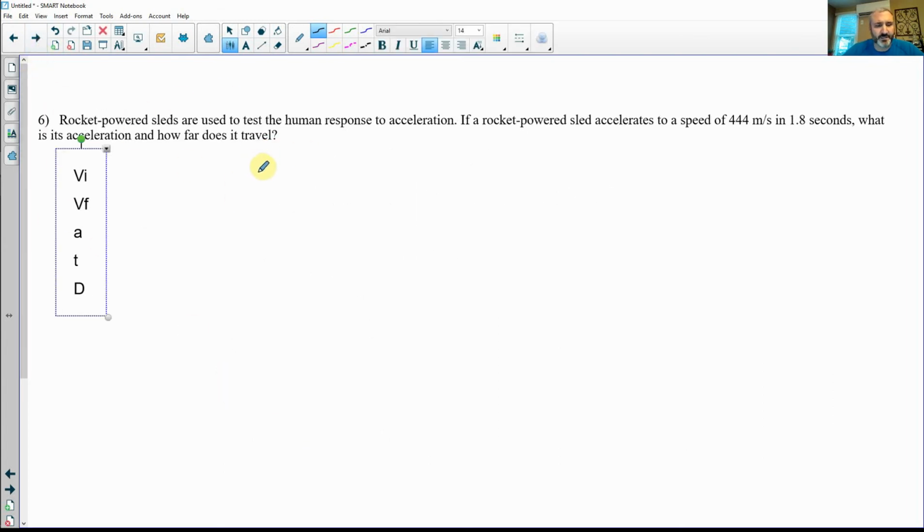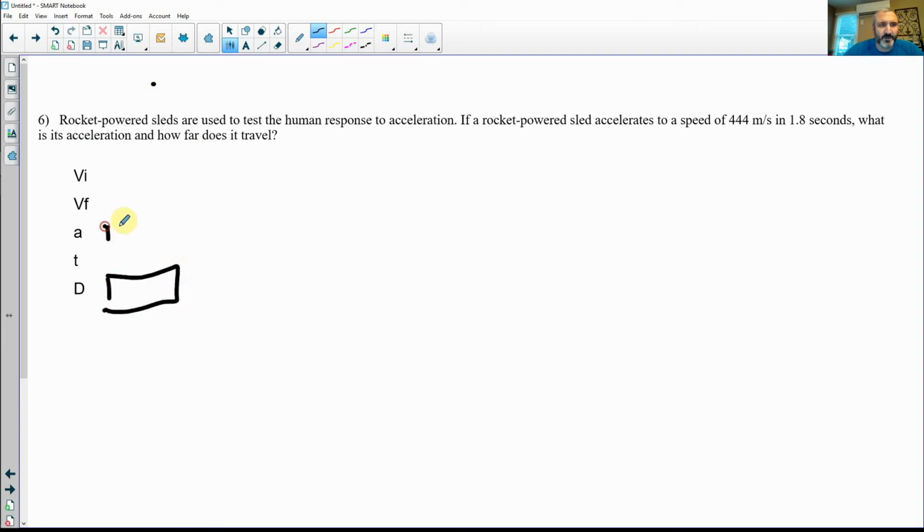Rocket-powered sleds are used to test human response to acceleration. A rocket-powered sled accelerates to a speed of 444 meters per second in 1.8 seconds. What's the acceleration? How far does it go? So we're looking for D, and we're looking for the A. They give us some other stuff. I'm assuming it's going to start from 0 meters per second. We're going to end at 444, and the time is 1.8 seconds.